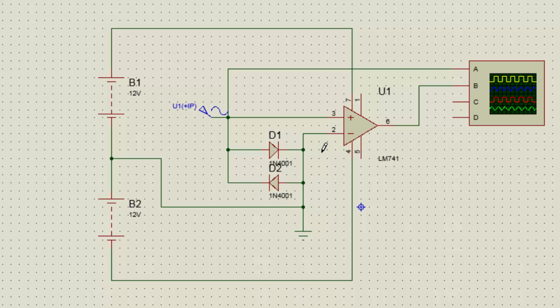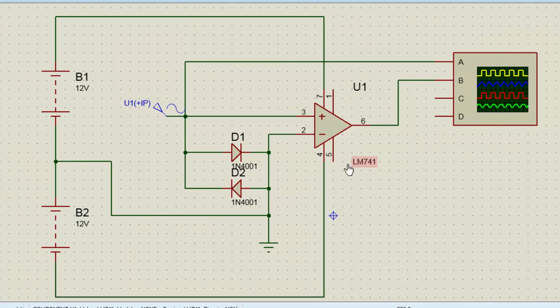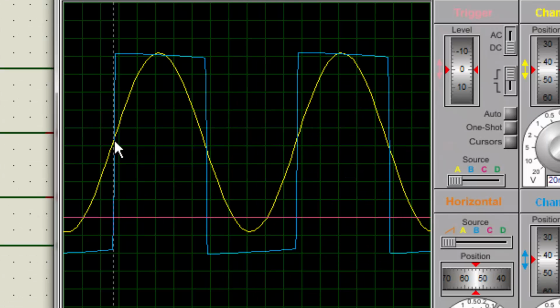It is a composition of operational amplifier or comparator circuit, and it is used to detect a zero crossing of a phase. As we know, this sine wave signal is starting from, we can say, this point. This is the midpoint, center point.